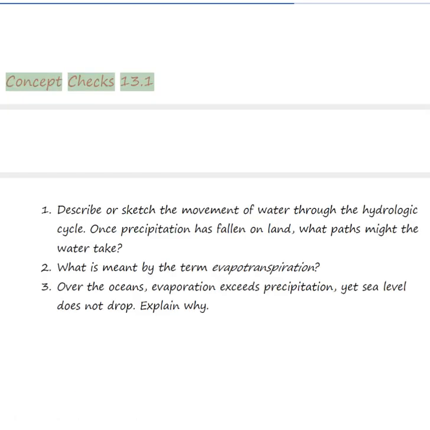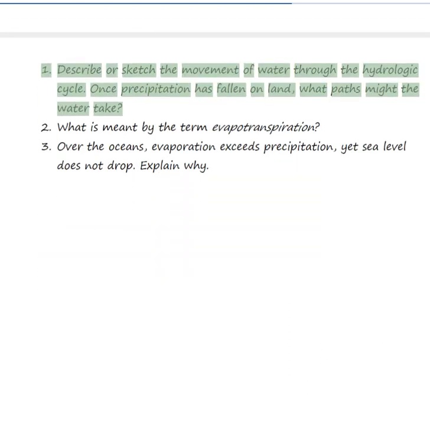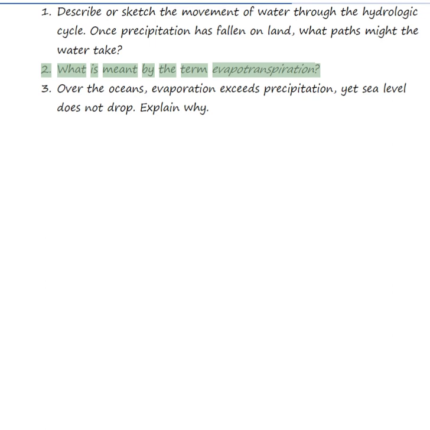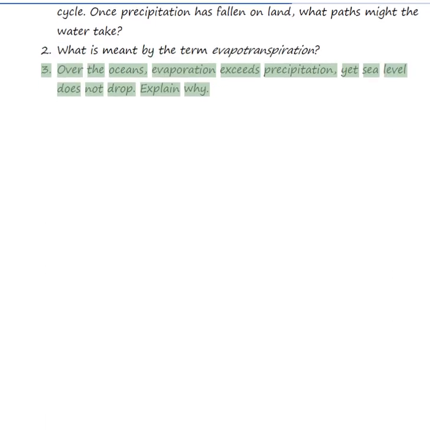Concept checks 13.1. 1. Describe or sketch the movement of water through the hydrologic cycle. Once precipitation has fallen on land, what paths might the water take? 2. What is meant by the term evapotranspiration? 3. Over the oceans, evaporation exceeds precipitation, yet sea level does not drop. Explain why.